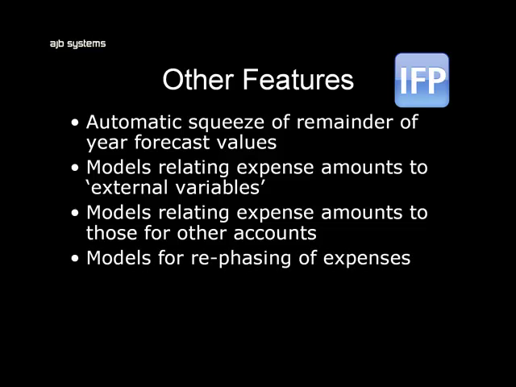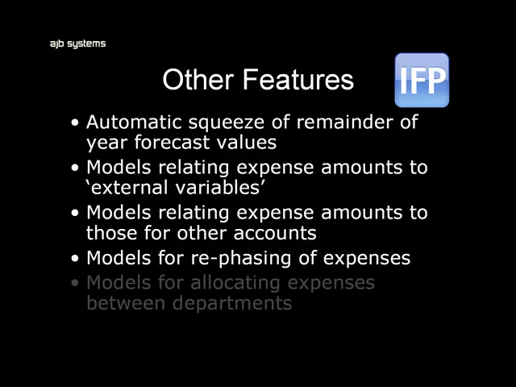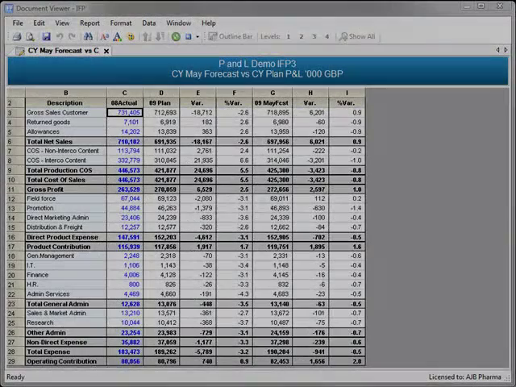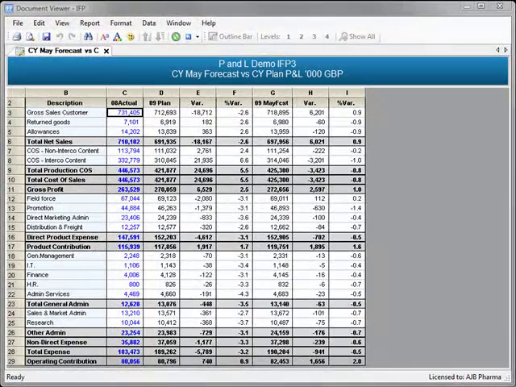Models for rephasing of expenses according to seasonality of corresponding sales. And models for allocating expenses between departments and across products. A particularly useful feature is the option to work with views of annual totals while manipulating monthly forecast data. Here you may edit any free cell directly, including both variance and percentage variance cells. You will then obtain automatic pro rata recalculation of all monthly details related to that cell.